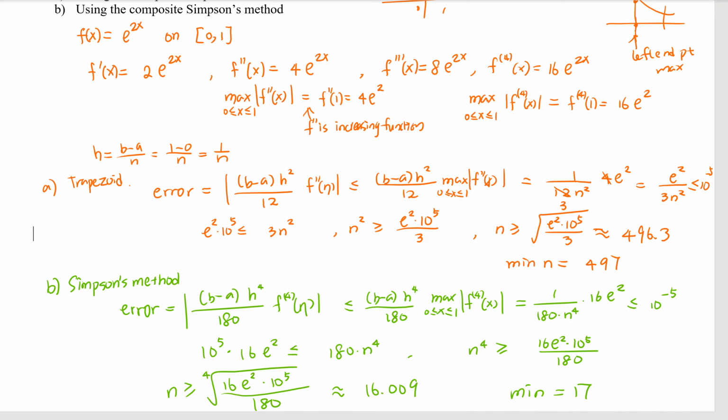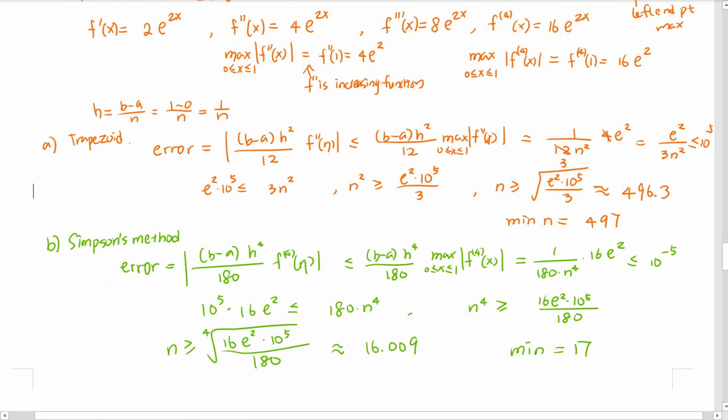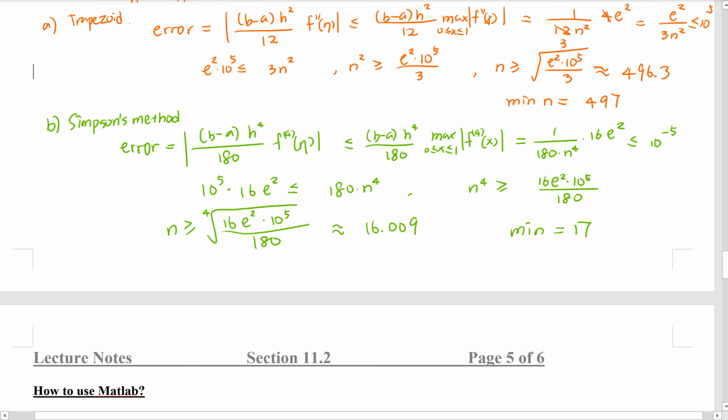So far, so good, everybody? You can see the trapezoid method needs 497 subintervals, but Simpson's method needs only 17 subintervals. So Simpson's method is more accurate. Okay, so right now, let me teach you how to use MATLAB to compute.